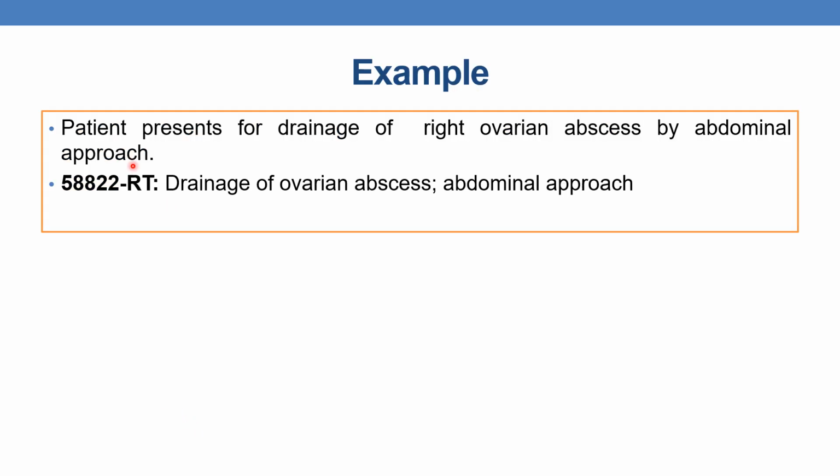Let us see an example. Patient presents for drainage of right ovarian abscess by abdominal approach. So here the CPT is 58822, and along with RT modifier to indicate the right side. 58822 indicates drainage of ovarian abscess, abdominal approach.